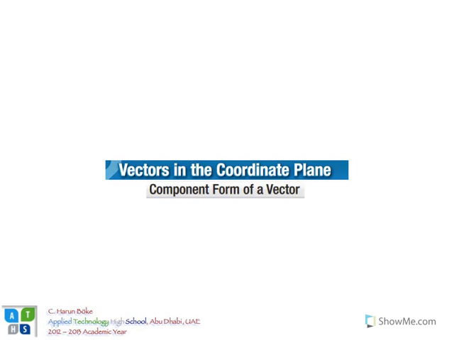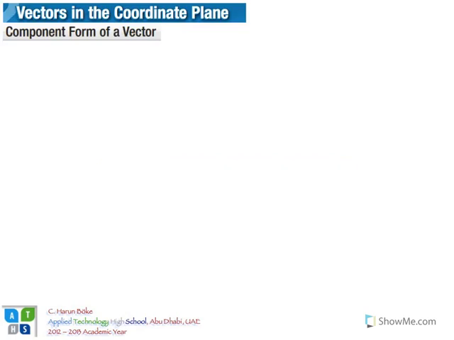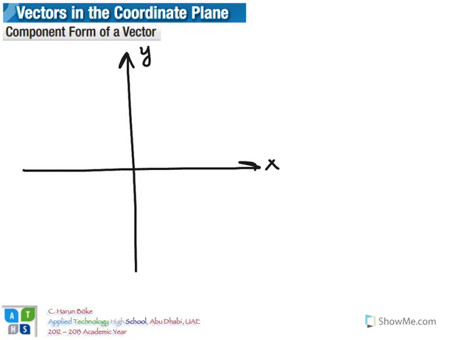In this video we are going to work through component form of a vector. Now let's see an example. In a coordinate plane we may have the same vector placed in various places, like this.